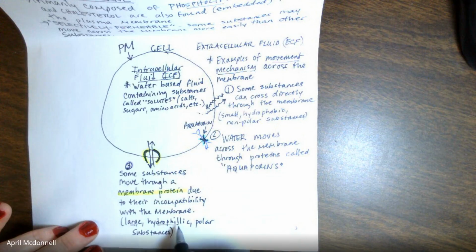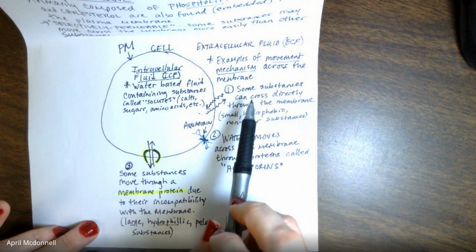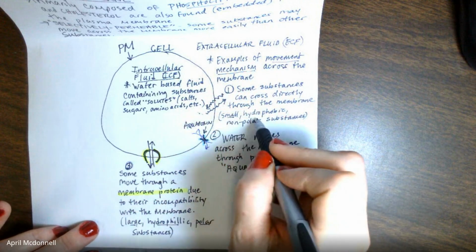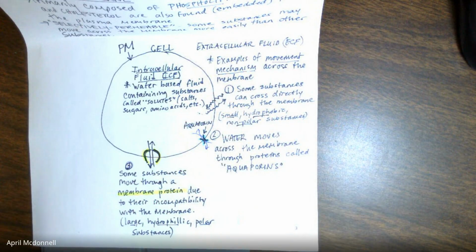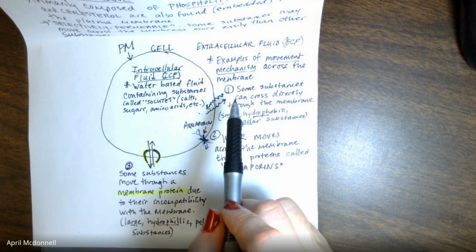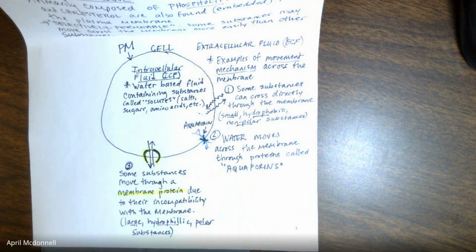So notice that these substances are completely the opposite of the substances up here: small, hydrophobic, and nonpolar substances, which can very easily cross through the oily plasma membrane because these substances tend to be compatible with the oily layer.